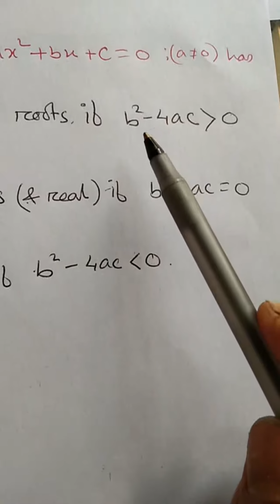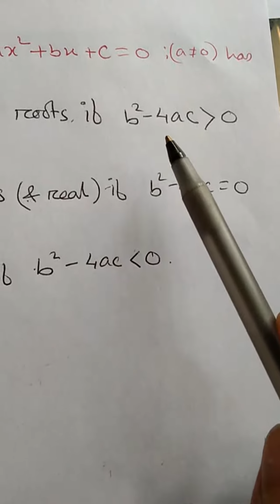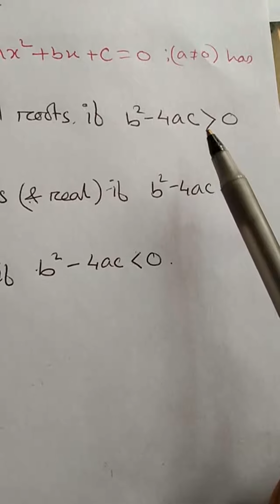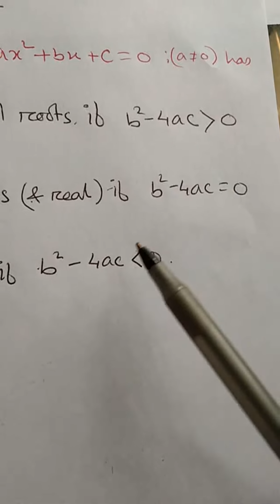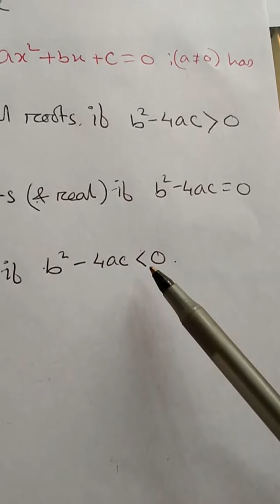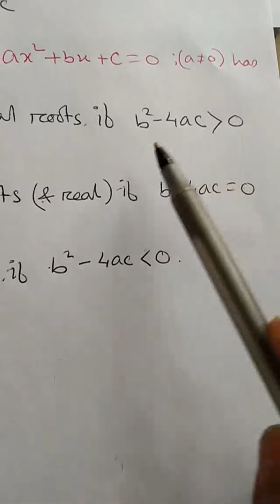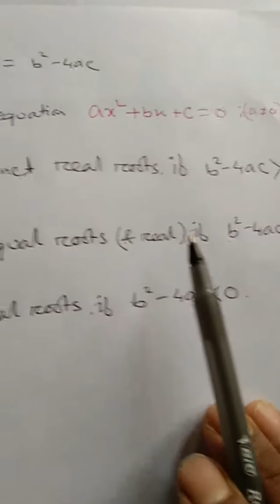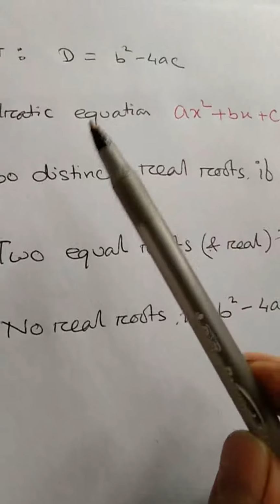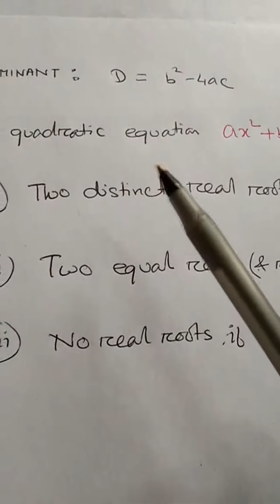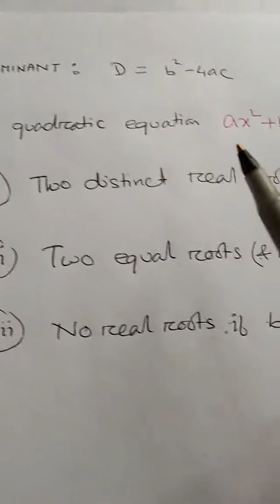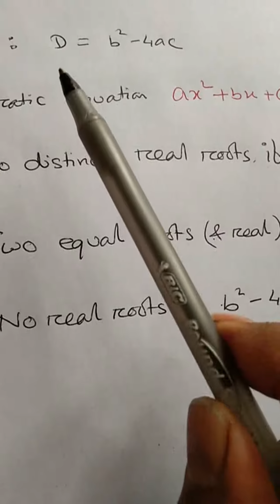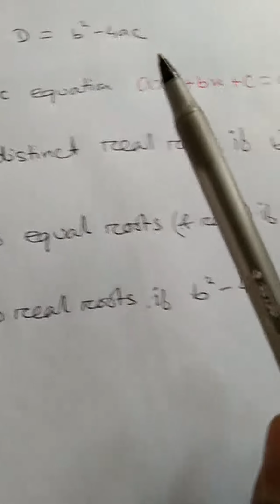So these are the conditions: b square minus 4ac greater than 0, equal to 0, or less than 0. Now what is this b square minus 4ac? This is called the discriminant of a quadratic equation, D, capital D, equals b square minus 4ac.